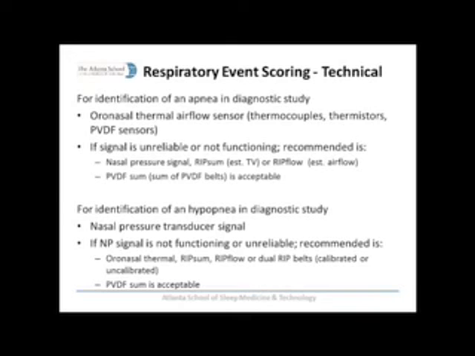Remember, for PLM, rules state that PLMs should have at least 5 seconds between movements, not more than 90 seconds. So we have 2 PLMs occurring in less than 10 seconds. Each has an associated arousal. Both limb movements are scored, but the second arousal is not. We note that for the arousal scoring rule, each arousal must be preceded by 10 seconds of stable sleep. So those are the two main notations here.